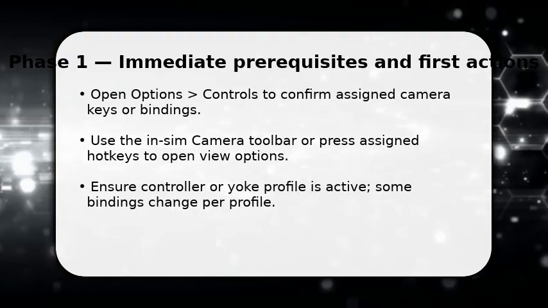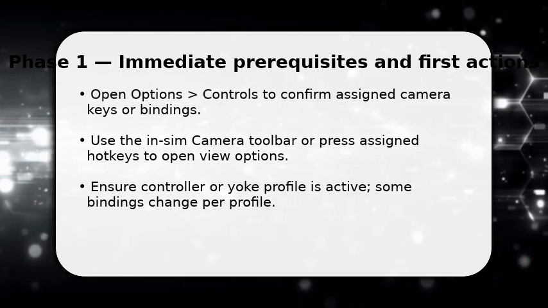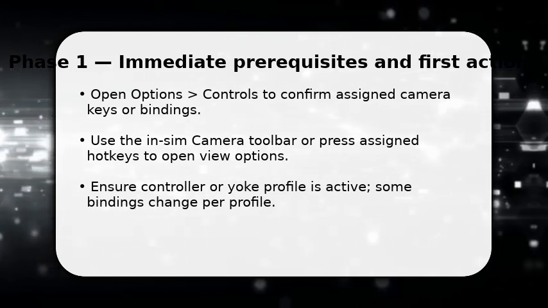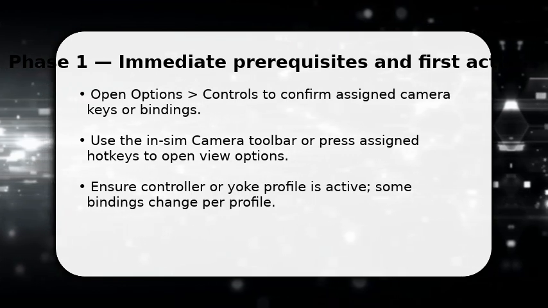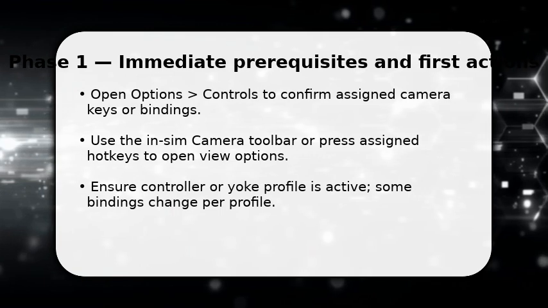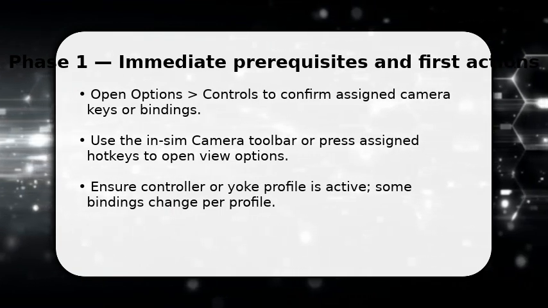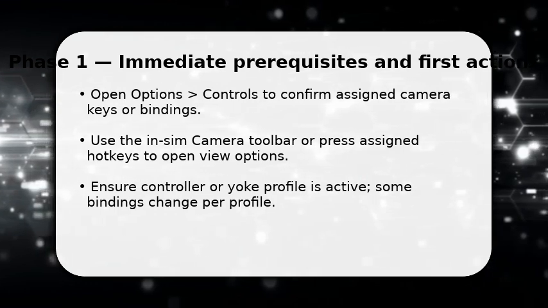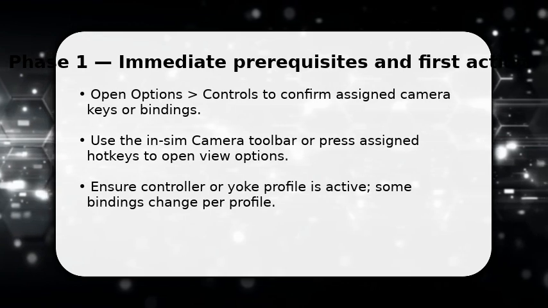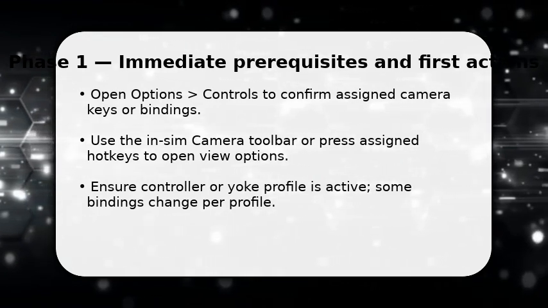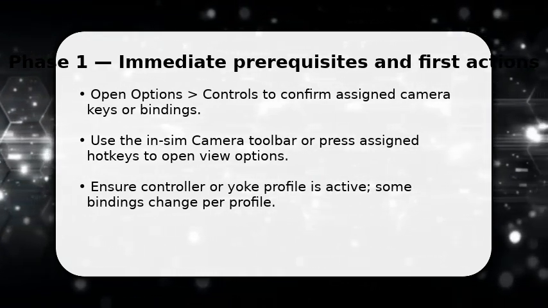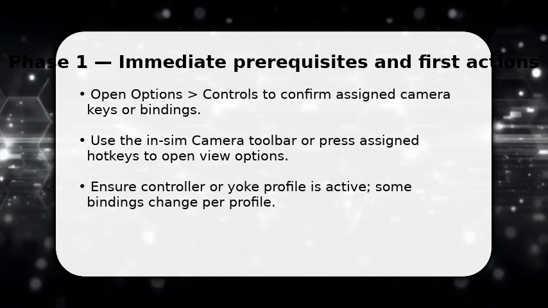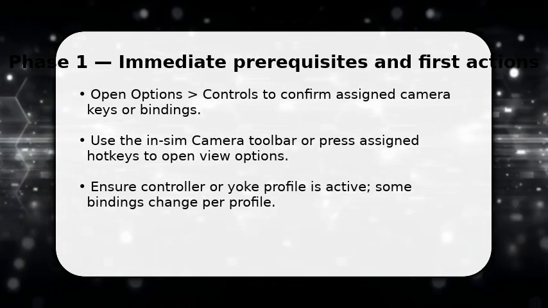You begin by opening camera controls and confirming bindings so nothing blocks your path. First, open Options, then Controls, and locate Camera Assignments. This prevents surprises. Once done, switch to your active control profile, keyboard, joystick, or Xbox controller, and test the basic view keys quickly. If a binding is missing, assign a key now. This step matters because starting with correct assignments saves time and stops conflicts when you change complex views later.